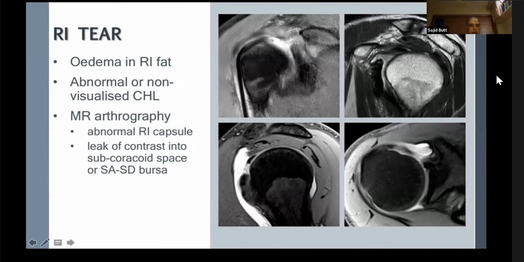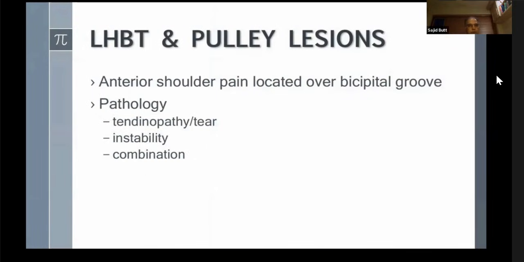MR arthrogram, notice that this is the long head of biceps in the shoulder and the rotator interval is torn, and all the contrast medium, which should have been present within the shoulder joint, is all leaking out. It's all leaking out into the subcoracoid recess. That's the traumatic rupture of the anterior shoulder capsule.